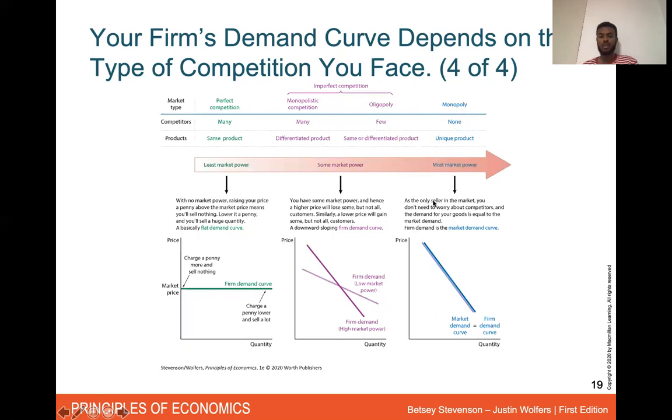As the only seller in the market, you don't need to worry about competitors, and the demand for your goods is equal to the market demand. So if you look at the market demand curve and the firm demand curve, they're going to be the same because you are the market. There's no one else. You're the only firm in the market, so you basically set whatever the market demand is.